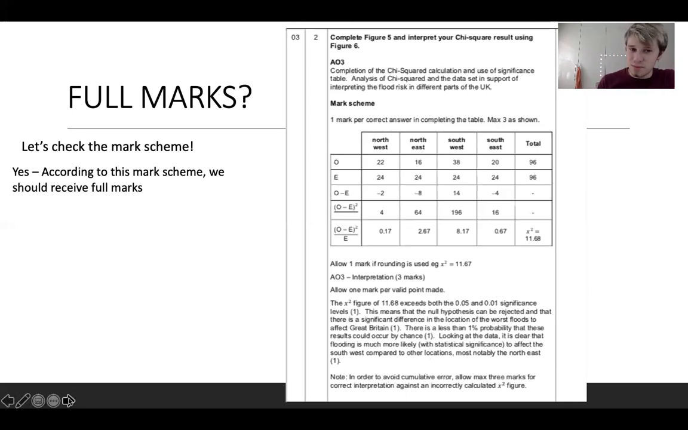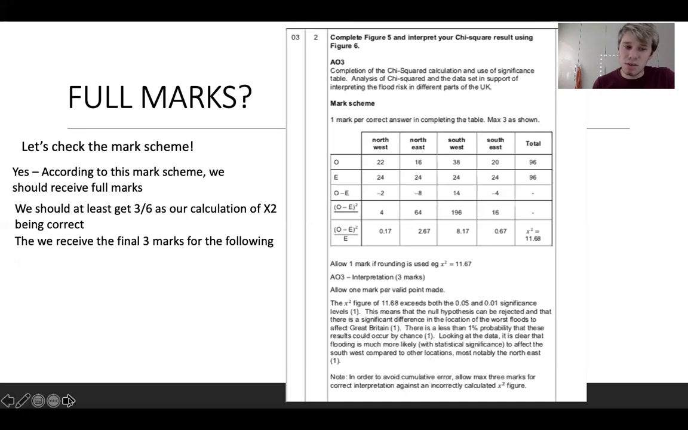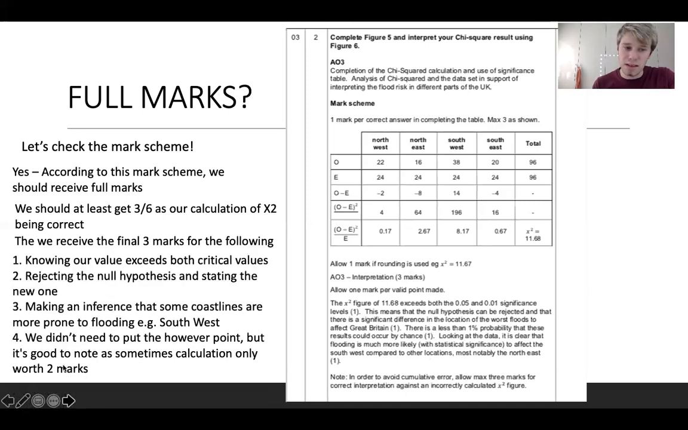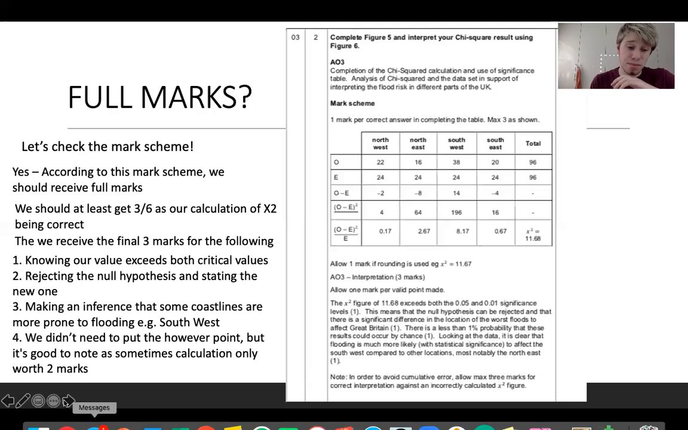So according to the mark scheme, we've achieved 4 marks, like we said. We would have gotten at least 3 out of 6 for our calculation. We received the final 3 marks for the following things: knowing our value exceeded the critical value, rejecting the null hypothesis, making an inference about some coastlines that are more prone to flooding, so maybe the southwest, which was more prone to flooding. And we didn't need to put a 'however' point, but it was good to note that, because sometimes the calculation might be only worth 2 marks, or I could have lost a mark due to a rounding error. It's down to interpretation of the examiner, but you don't want to play it risky, play it safe, do everything you can within the time frame.